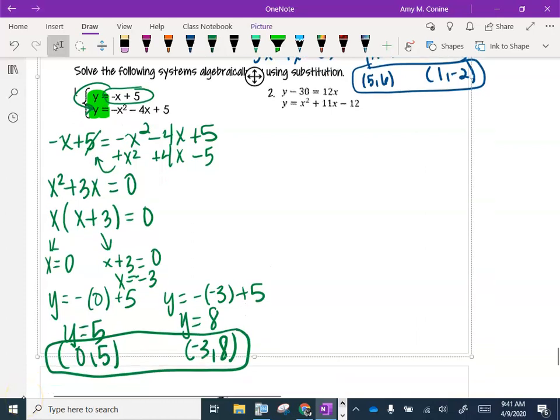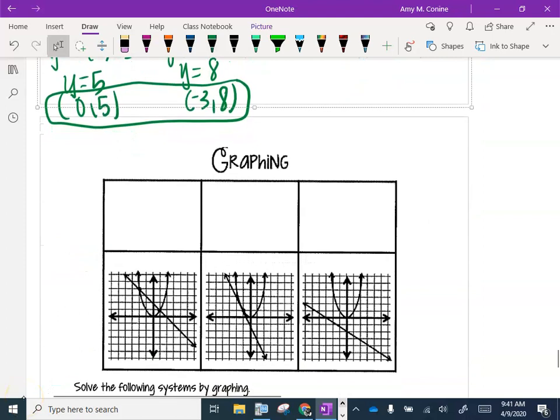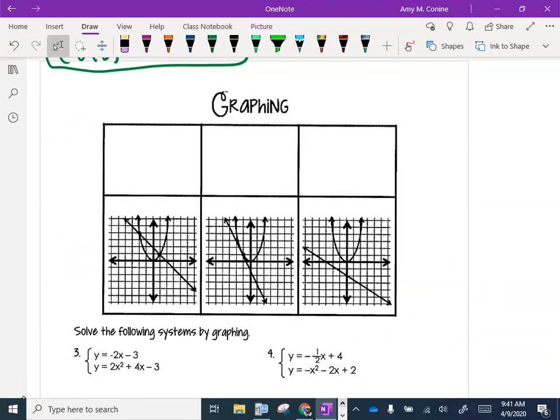So I want to jump down and take a look at what kind of graphing you could have. So for graphing, you have three scenarios. The first scenario is when you have a parabola and your line, and they intersect twice. So you have two intersections. Okay, so that means you're going to have two coordinates, so two xy points.